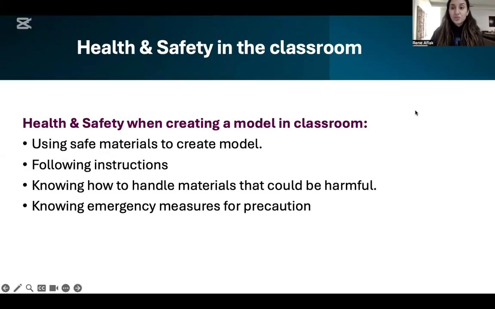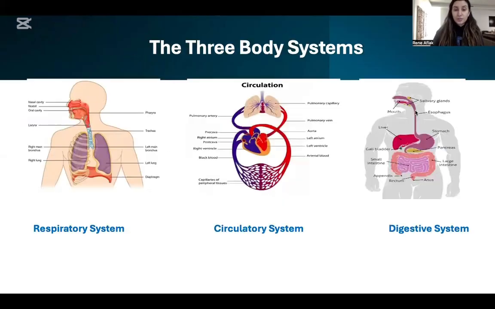Now that we have demonstrated the model successfully, it is important to know the health and safety measures in the classroom that should be taken into consideration when creating a model. This includes using safe materials to create a model. These safe materials could be cardboard instead of using glass. Following instructions, knowing how to handle materials that could be harmful, for example, scissors, knowing emergency measures for precaution.